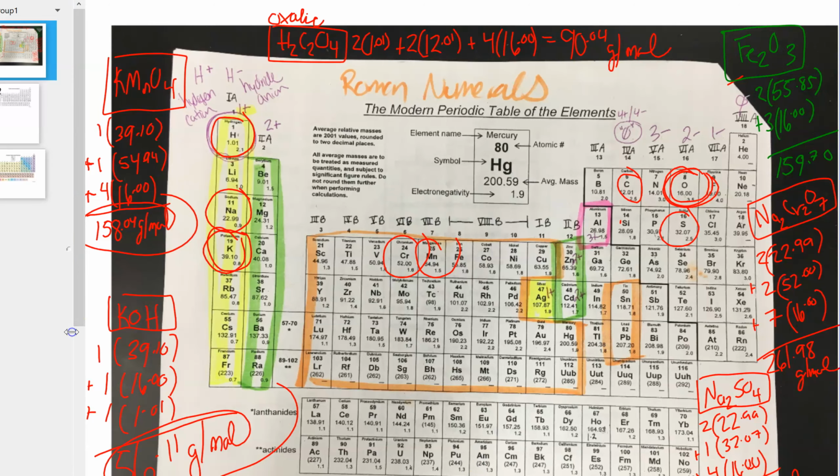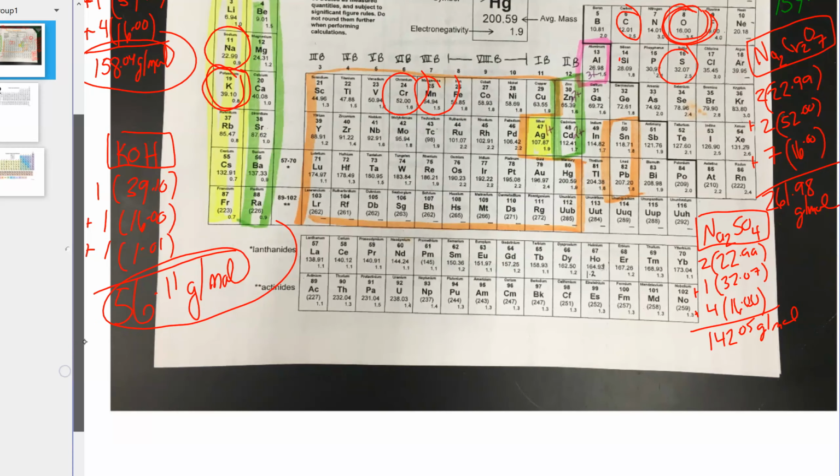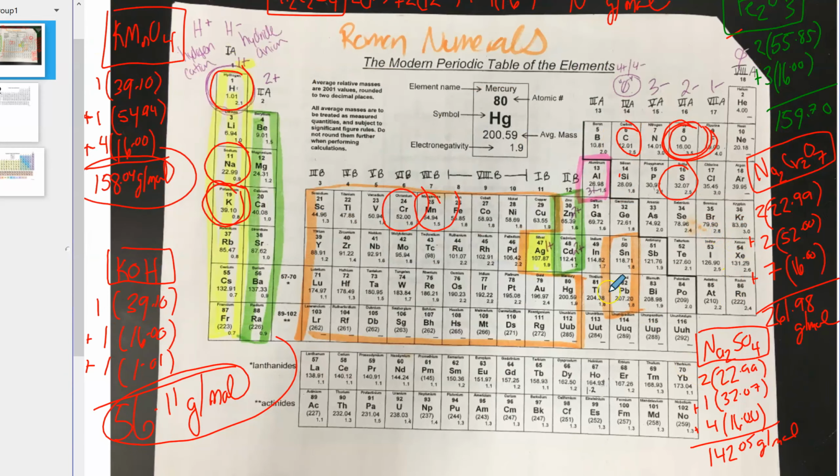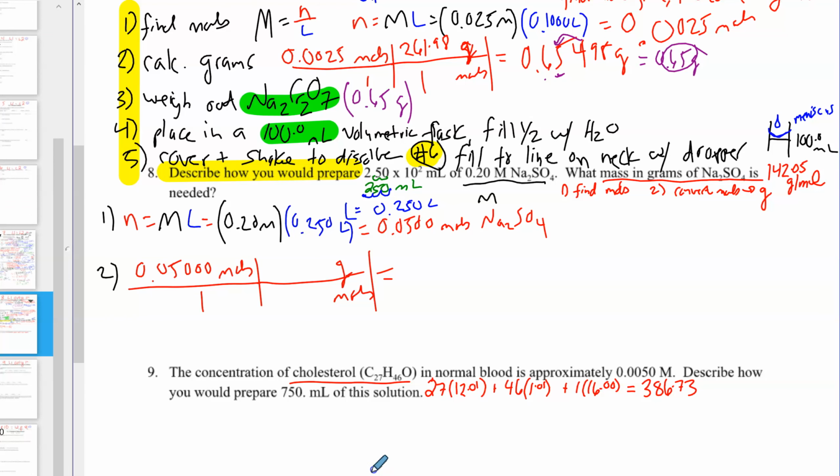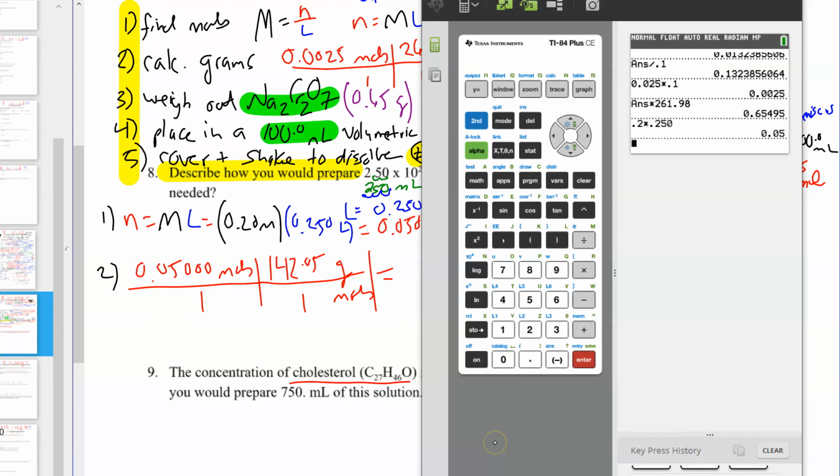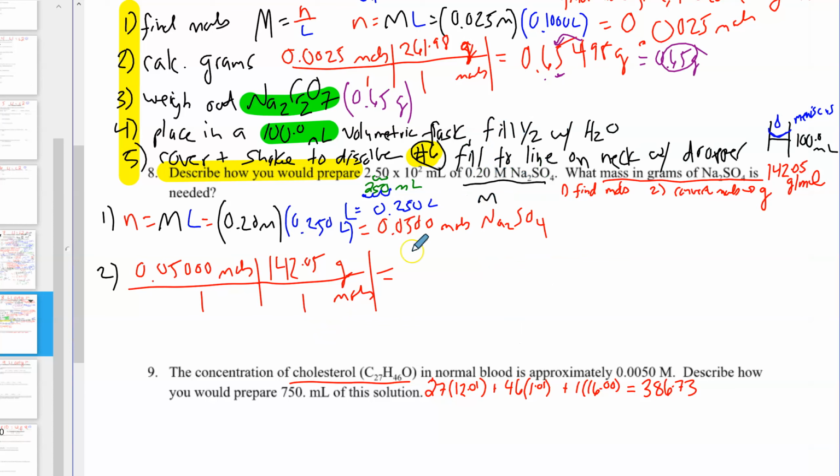And here it is. This is a magic periodic table, guys. Everything's already here. Sodium sulfate, 2 times sodium's mass plus 1 of sulfur's mass plus 4 of oxygen's mass gives us a molar mass of 142.05. So we're going to plop that number in here, 142.05 grams per mole. So 0.05 times 142.05, 7.1025. That's how many grams we need. 7.1025.